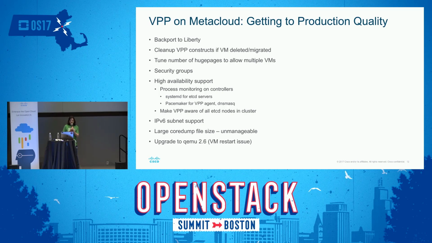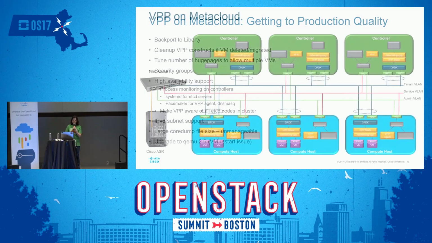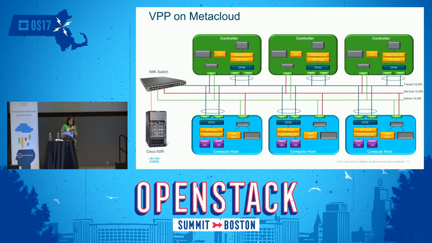Oh, and making VPP aware of all etcd nodes in the cluster. This was a big one. Let me go back to the diagram here. So even though there's multiple etcd processes, down on the compute host, VPP only had the ability to talk to one of them, and it did that through the controller IP address, which means that if that controller went away, that particular etcd process, even though the cluster was still running, you were kind of dead in the water. So we added support down in VPP in the plugin to be able to talk to each of the etcd nodes if there was a problem with one of them.